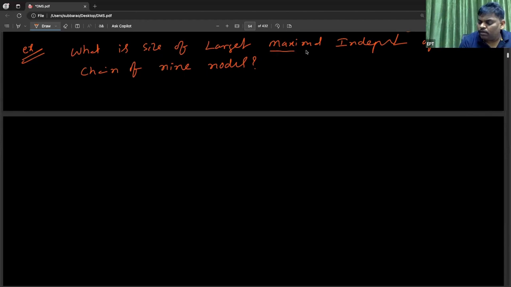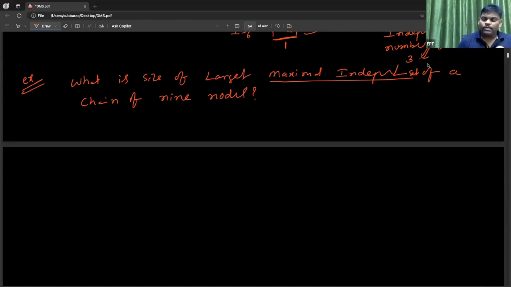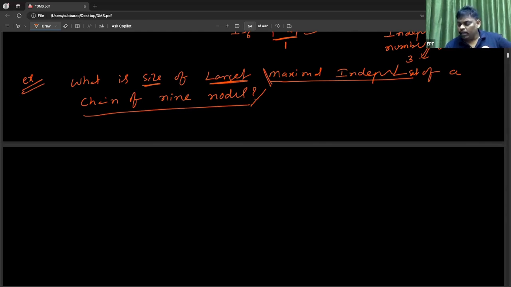First of all, find the maximal independent set of a chain of 9 nodes. In that, you may get many maximal sets, but he is asking the largest size, meaning the number of vertices. What is the size of that? Indirectly they are asking for the independent set number of the graph.